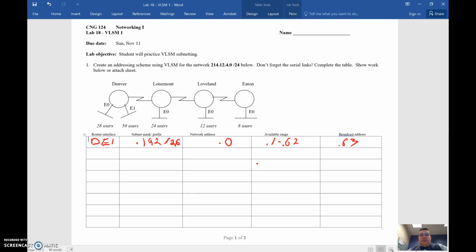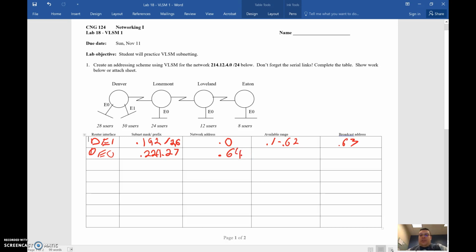And then I move on to the next one. The next largest would be a /28. So I say Denver again, E0. With the 28 prefix, what do I need, a /27? But I cannot start at 0 again. I have to continue from 63, so this one will be a 64. And this math messed a few people up too.